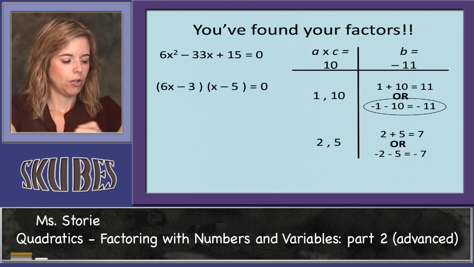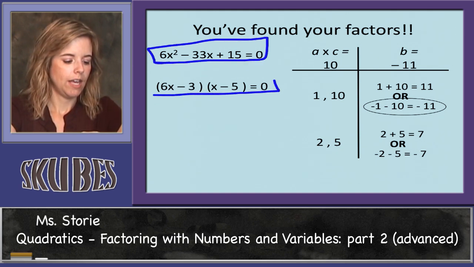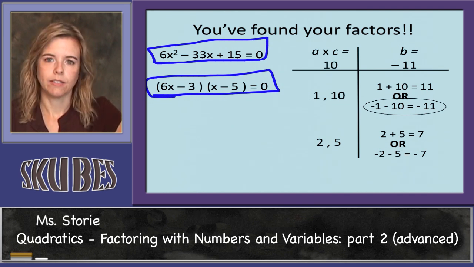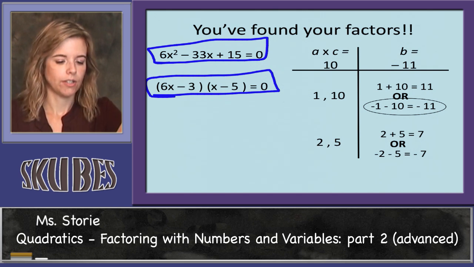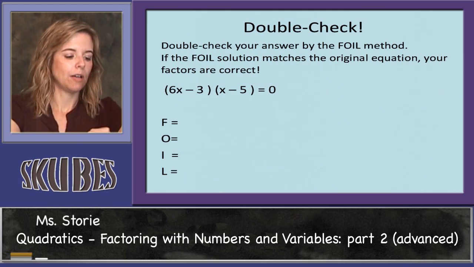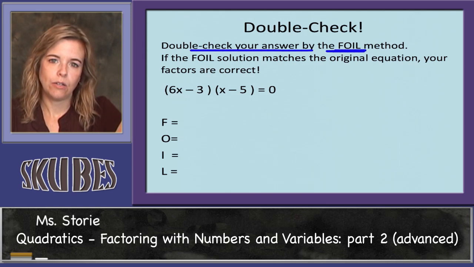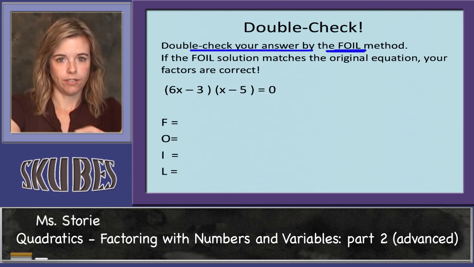We found our factors. We took this quadratic right here and factored it down to our answers. It turns out that if we take 6x minus 3 and you multiply it by x minus 5, it should equal 0. Those would be the factors. But wait. You always have to double check your answer. Double check it by using the FOIL method. If when we FOIL this out, it equals the quadratic that we started with, we know our answer is dead on correct. So let's FOIL.